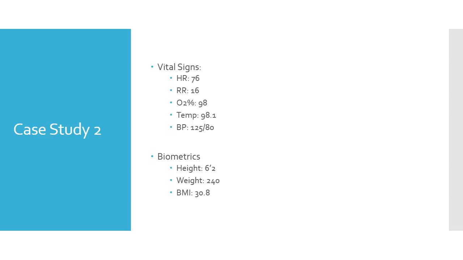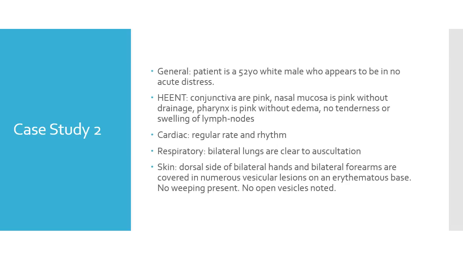His vital signs are stable. BMI, he is obese. So we have a 52-year-old white male who appears to be in no acute distress. His conjunctiva are pink. Nasal mucosa is pink without drainage. Pharynx is pink without edema, no tenderness or swelling of lymph nodes.